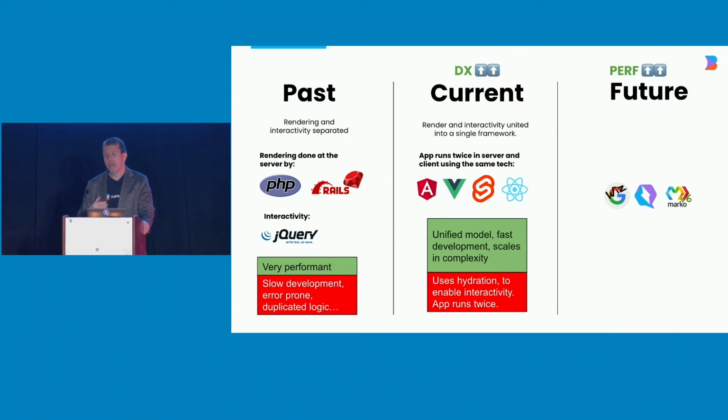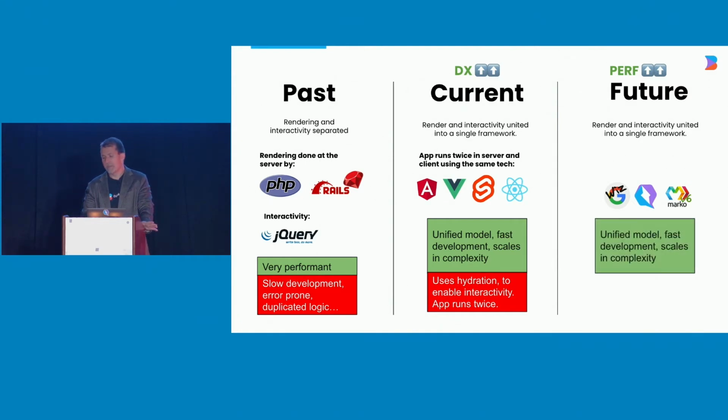So I think the future really holds something along the lines of: I want the developer experience that I am used to, and I want the speed that we used to have and have somehow lost in the process. And so the key thing here is that the interactivity and code, etc., are all united into a single framework, right? So we have a unified model, it scales in complexity, and the application only runs once. That's the key thing. So let me show you what I mean by that.